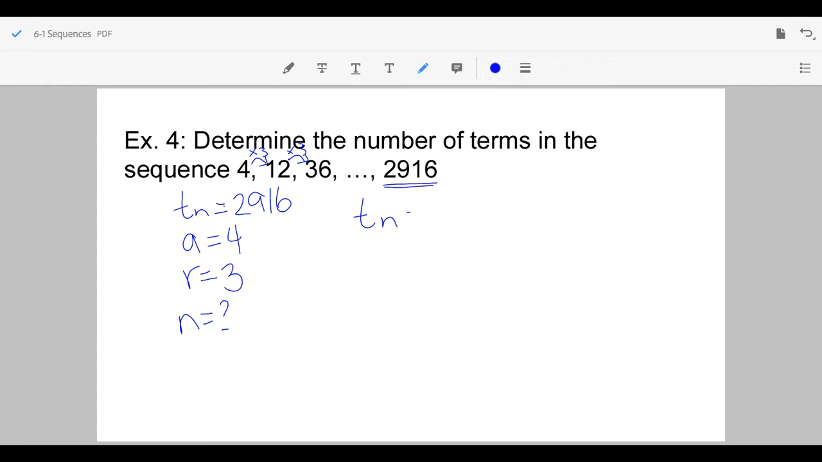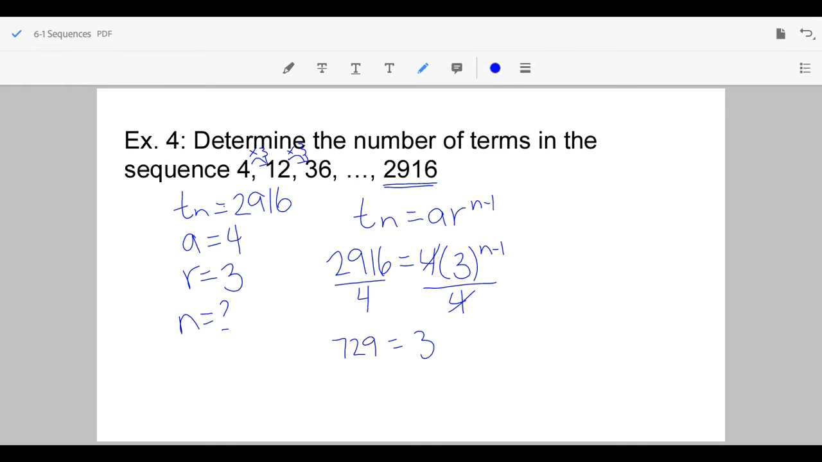So term n is equal to a times r to the n minus 1. We're going to sub in the things that we know. So 2,916 equals 4 times 3 to the n minus 1. Again, do not multiply the 4 and the 3 together. We're actually going to divide that 4 out. 2,916 divided by 4 is 729, which is equal to 3 to the n minus 1.